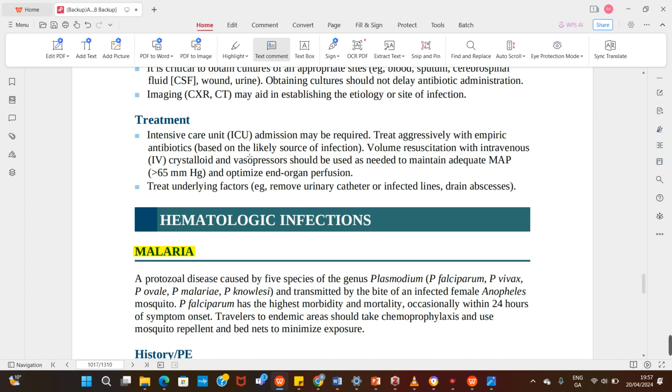So you have to treat the underlying cause by giving the antibiotics so that you can eliminate the infectious focus. Then, if there's a catheter there, you remove it, you remove the infected line, and you drain any abscess. If there's pneumonia, you treat it with the antibiotics, and everybody becomes fine.